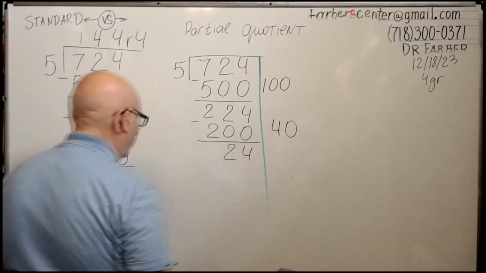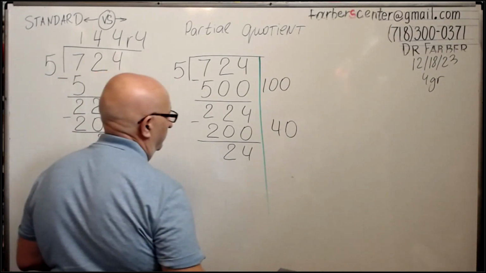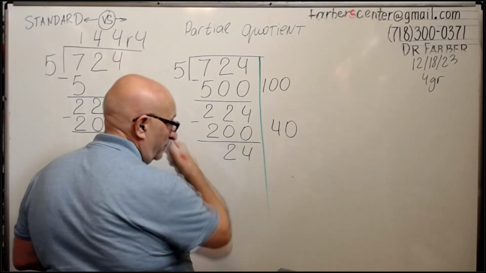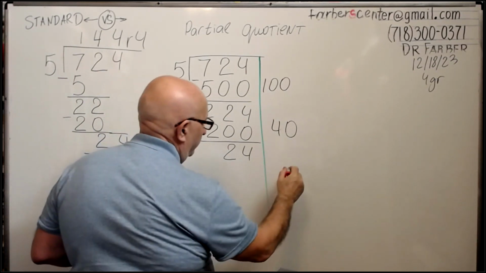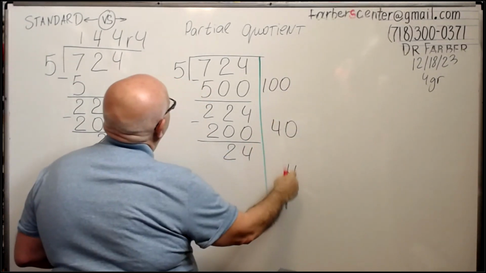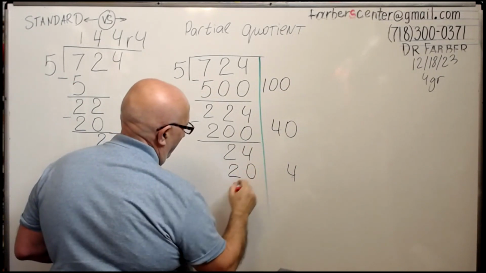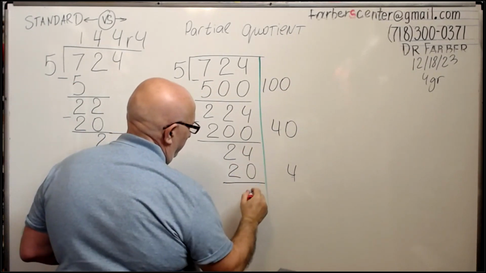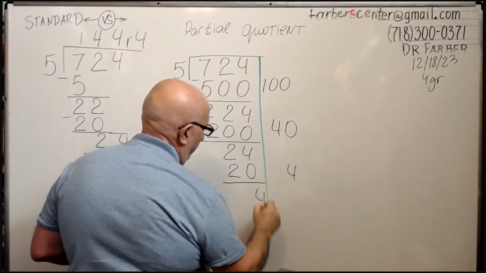A convenient number. So 5 fits into 24, 5 fits into 24 4 times. So we could write 4. 4, excellent. And you see, I line up. 4 times 5 is 20. 24 minus 20 is 4.